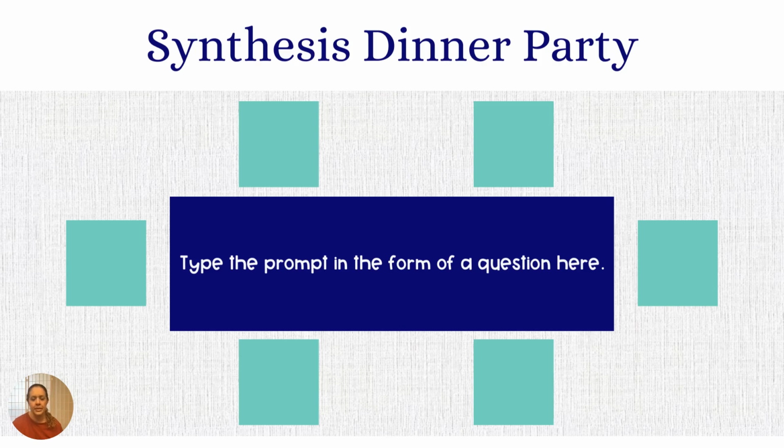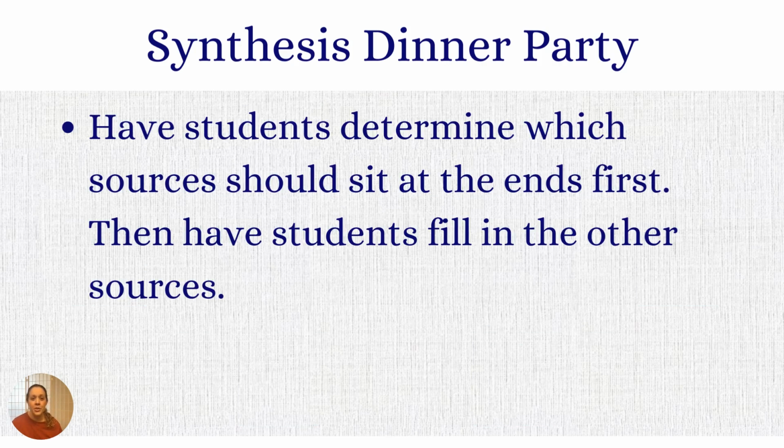One tip for you is to have your students determine which sources should sit at the ends of the table first, then have them fill in the other sources. So the first time that I have students do this activity, I typically have them work with a partner or small group, and I ask them to just figure out which sources they think belong at the ends of the table. I tell them to ignore the other seats for a second, just focus on the ends.